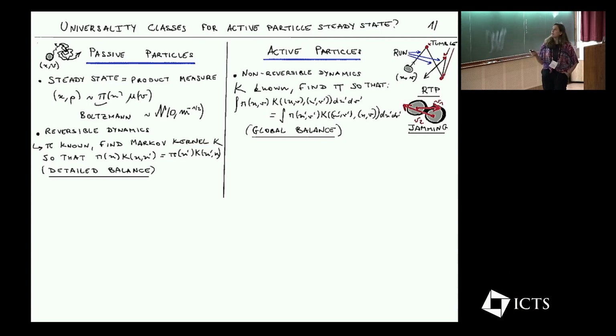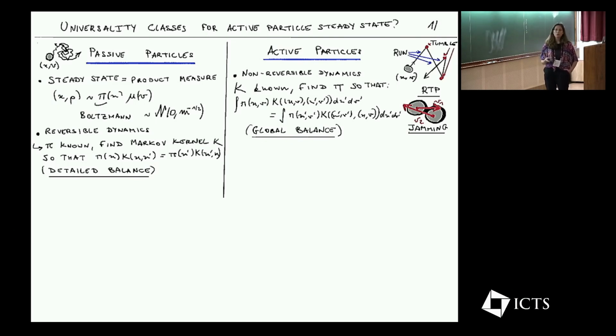This type of dynamics can be put under a Markov kernel K, but the problem is that this Markov kernel will be non-reversible. So instead of having this very neat detailed balance condition that forces the steady state to be of this form, we have this global condition that makes it hard to retrieve the steady state. All the more when we have this type of interaction.